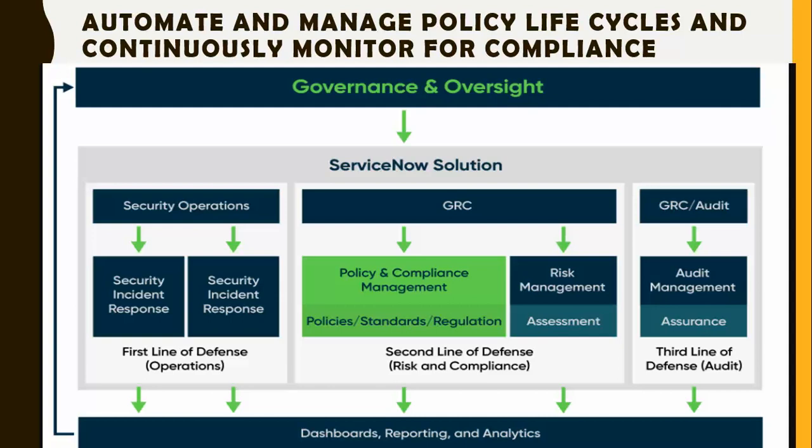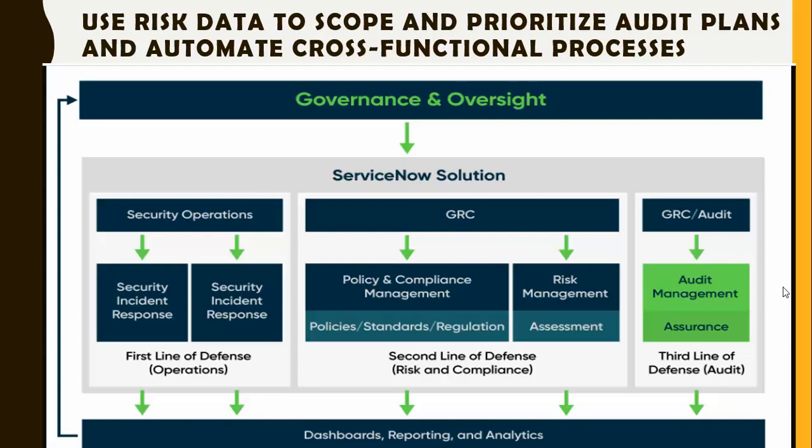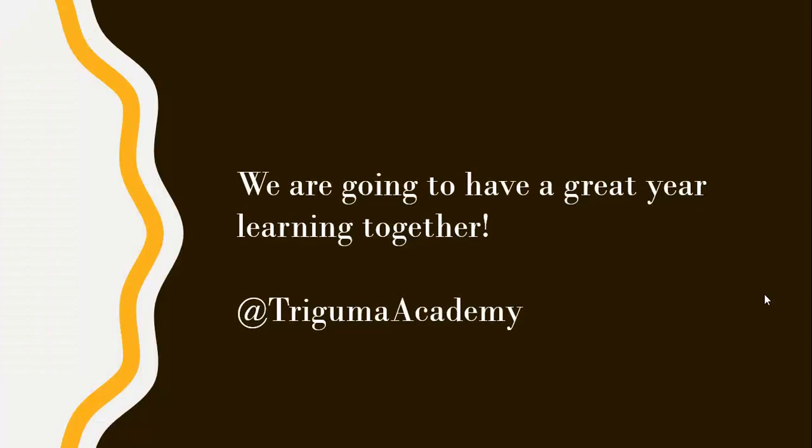And for all of these solutions, we have some out of the box dashboard reporting and analytics, which we are using to work on that. Now, how can we use the risk data to scope and prioritize the audit plan and automate the cross functional processes? So this is the way we are using it. In the audit management we are using the risk data to analyze and ensure the audit plan. So this is just for that purpose.